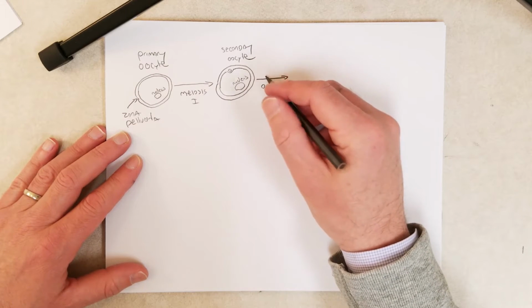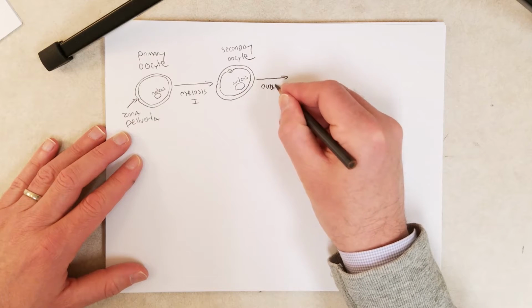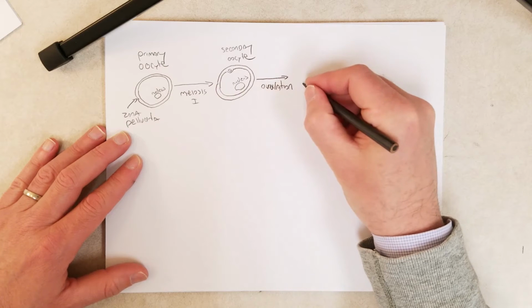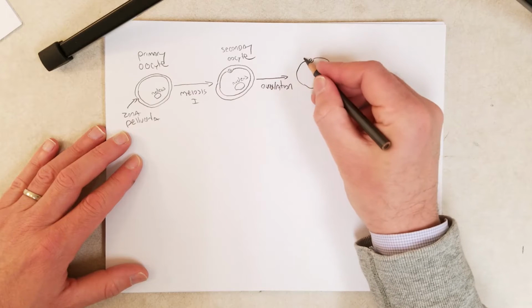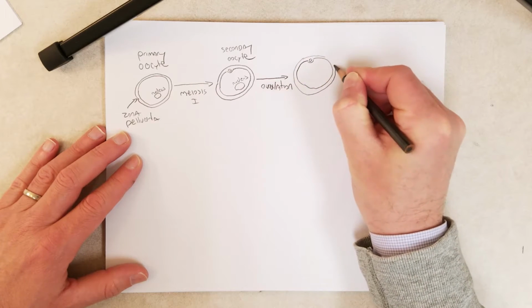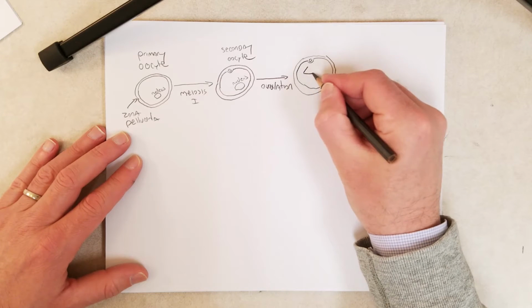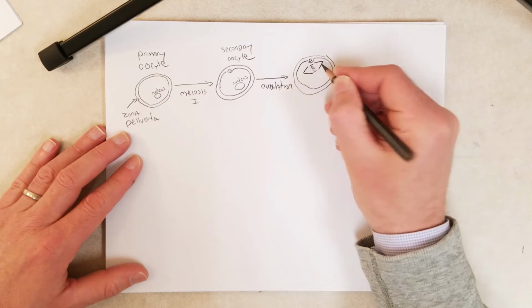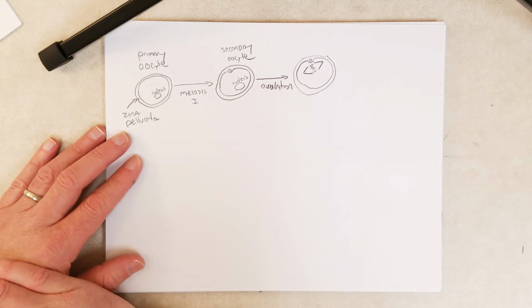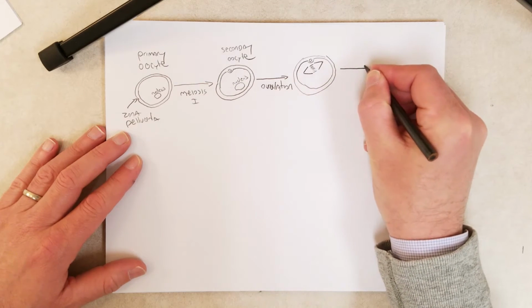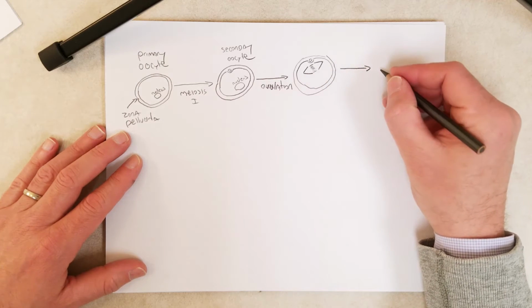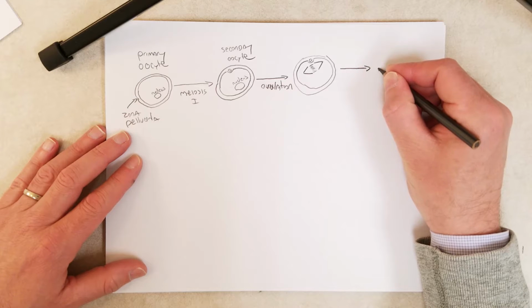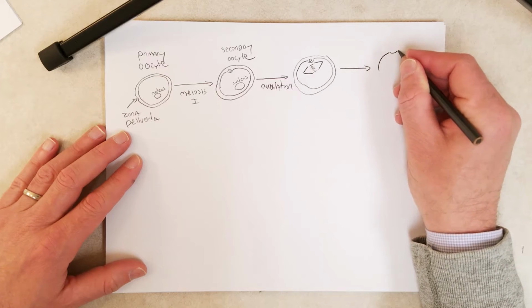So the secondary oocyte is released during ovulation, and it's paused in meiosis 2. So there's the first polar body there still, and I'm going to draw the spindle here showing it's paused in meiosis 2, and it's waiting for fertilization to finish. Okay, so if fertilization doesn't occur, then I guess meiosis 2 never completes. So in this diagram, I'm going to show fertilization occurring.